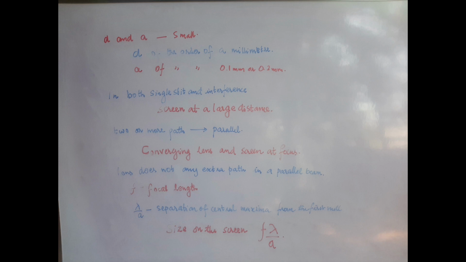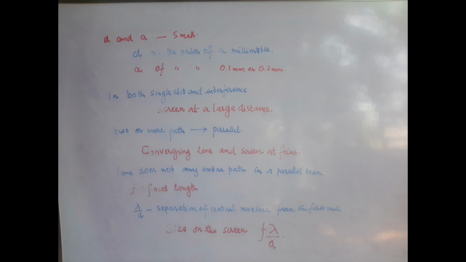And next point is, when we consider Young's experiment and single slit diffraction pattern, we consider the screen at a large distance. For this, the two or more paths from the slit to the screen are treated as parallel. This situation also occurs when we place a converging lens after the slits and place the screen at the focus. So these parallel paths are combined at a single point on the screen. Note that this lens does not introduce any extra path differences in the parallel beam.